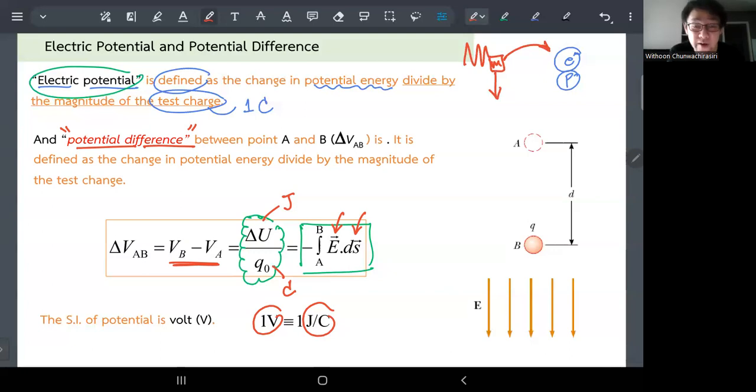That's a potential difference. So now you understand very easily that when you want to jump across the connectors in your household, it's 220 volts. Every time 1 Coulomb jumps across that, you have already used up 220 joules. Is that easy? Make sense? All right, because 220 volts is 220 joules per Coulomb.